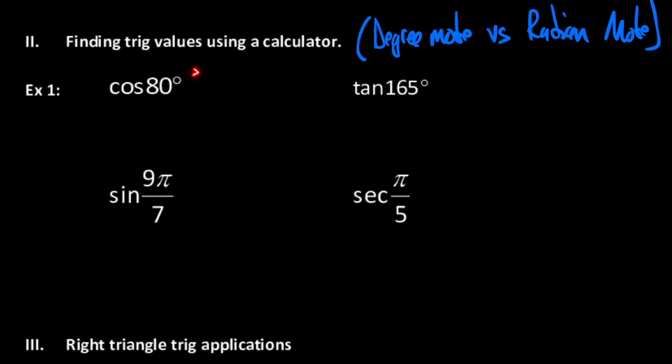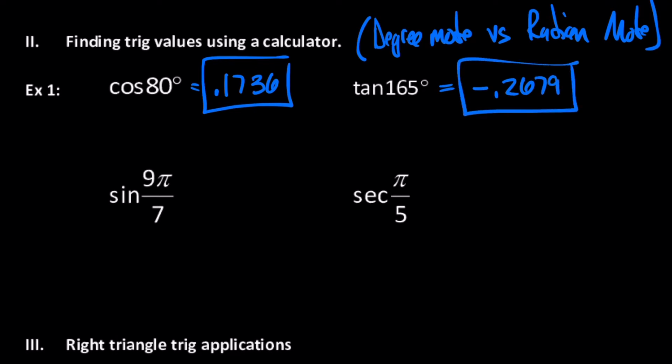Really, this here, cosine of 80 degrees, is just making sure you're in degree mode and then typing in cosine 80. Just to make sure you're doing it correctly, double check and make sure you get 0.1736. Same thing with tangent 165. It takes like 2 seconds to put that into the calculator. Again, you have to be in degree mode. You should get negative 0.2679.